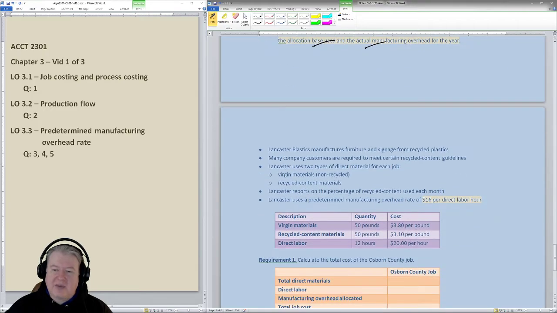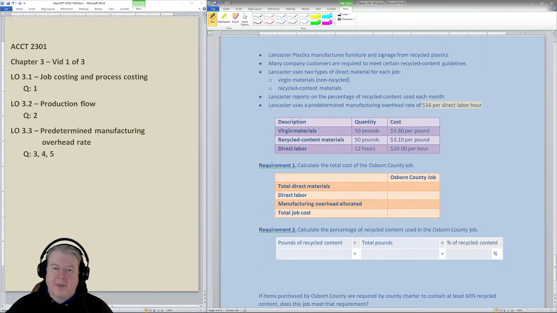Okay, the last piece of this. Here we have a question similar to question number 5. This particular company makes furniture, and they're introducing two types of direct materials here. So don't get too wrapped up in all the information. In fact, I've kind of bulleted out the information. It comes in a big text block, but you kind of read it out. Just remember here that they're giving you the rate, aren't they? They use a predetermined manufacturing overhead rate of $16. So they're giving you some of the information up front. In other words, they're doing step 1.